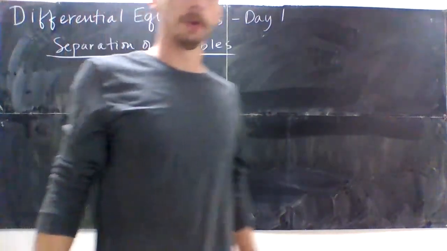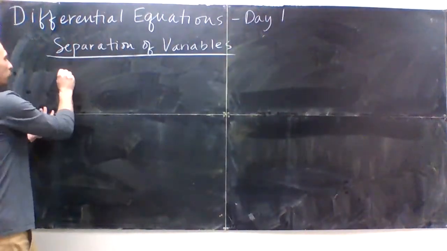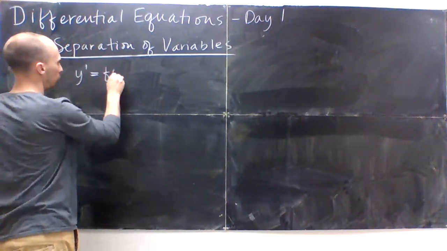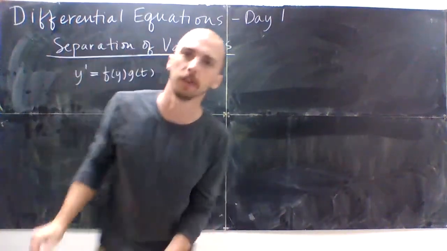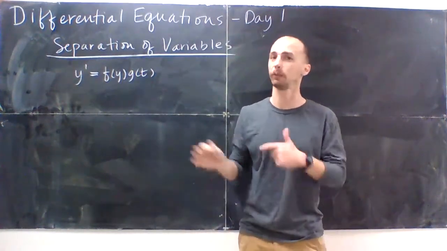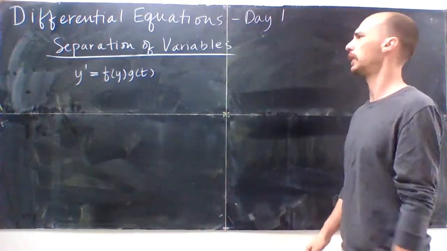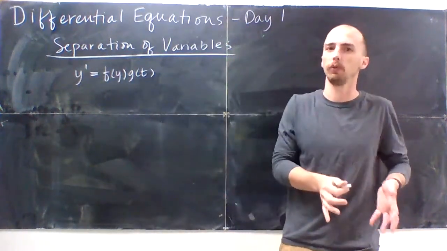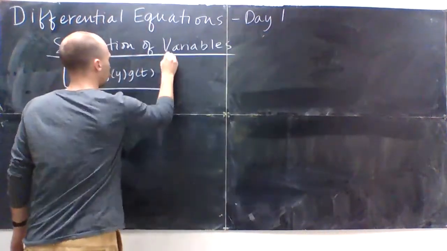So separation of variables is where we need it to be expressed as y prime is equal to f of y times g of t, in some sense. Like some function of y multiplied by some function of t. Or it better be able to be expressed like that, right? Last year we had to occasionally factor to make it separable. But we need to be able to write it as a product of just stuff with y's and just stuff with t's.